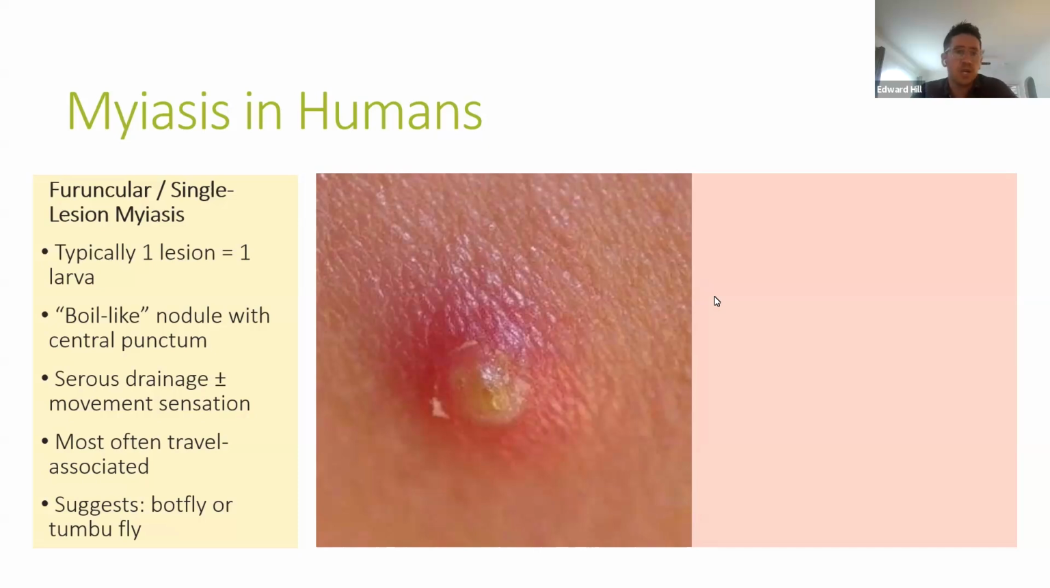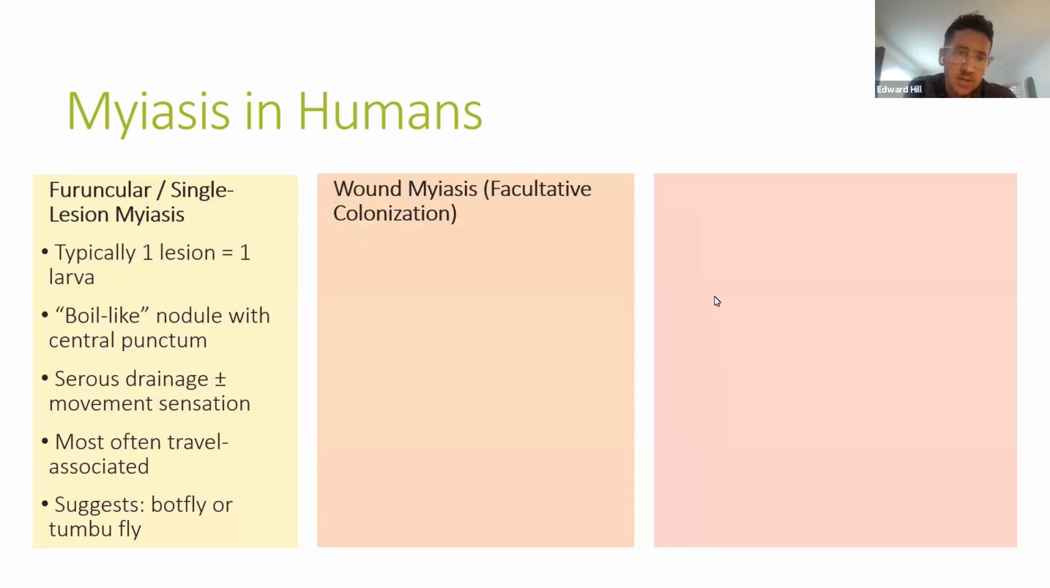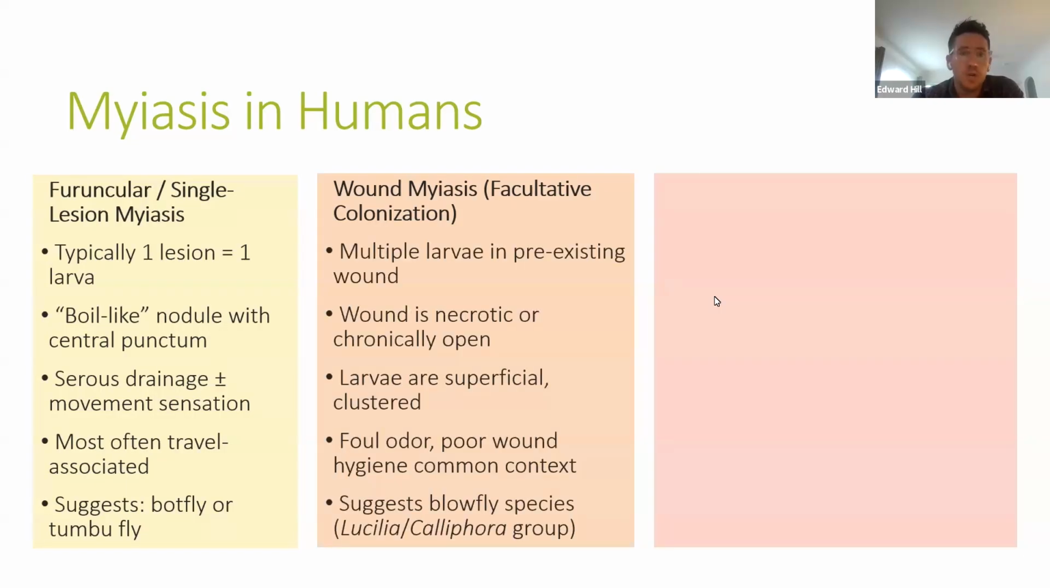And then the second category is wound myiasis or facultative colonization. So this is typically what you might see in the Hillcrest ER. These are larvae that feed on non-viable, poorly perfused tissue. So you think vascular disease, neglect, diabetes. There isn't a lot of tissue aggressiveness, and it's a fairly superficial infection, and it's pretty easy to remove all these larvae.